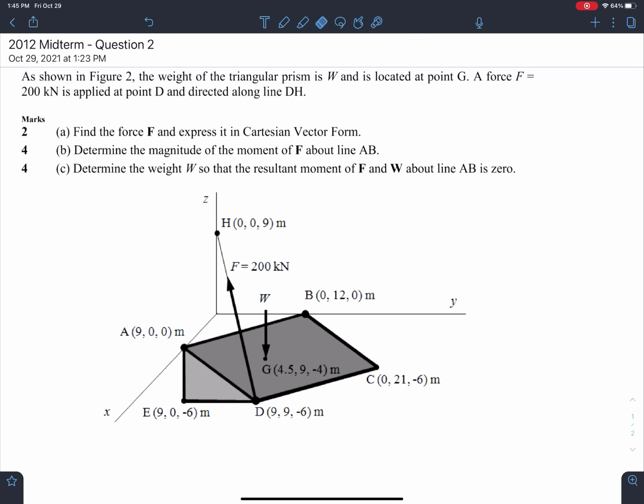Hello everybody, and welcome back to an engineering statics midterm example. In this midterm example, we're going to be covering a very old midterm, the 2012 midterm, and more specifically, question number 2. Now, question number 2 is focused on moments. So if you want something to do with moments, this is your question. If you don't care about moments, this may not be the video for you. But most of you are probably interested in moments, so let's jump into this question.